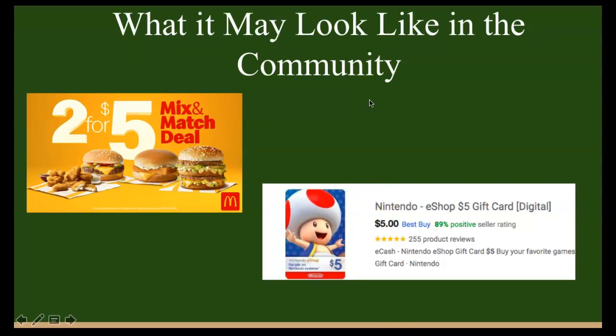And here are a couple examples of what it might look like in the community or online. We have McDonald's right here. You can see that they have a $5 deal for chicken nuggets and burgers, and this is written out as $5. Then if you look over here, I found something online where it costs exactly $5, and it looks like this is a gift card for Nintendo. They actually have it written out in two different ways: $5.00, which is $5, and $5, which is also $5.